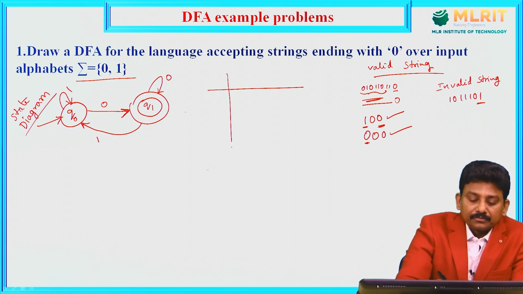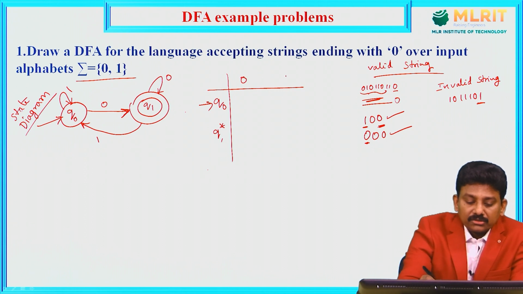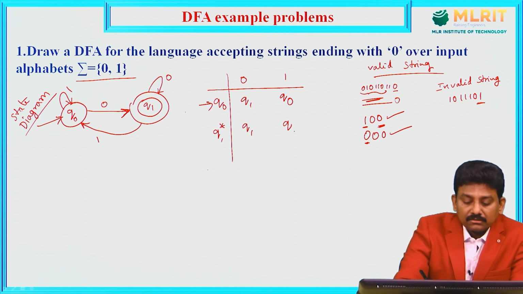Transition table. Q0 is the initial state, Q1 is the final state. The inputs are 0 and 1. Q0 on 0 going to Q1, Q0 on 1 going to Q0, Q1 on 0 going to Q1, Q1 on 1 going to Q0.